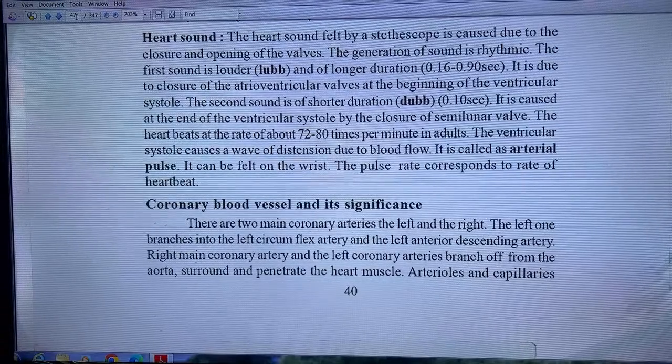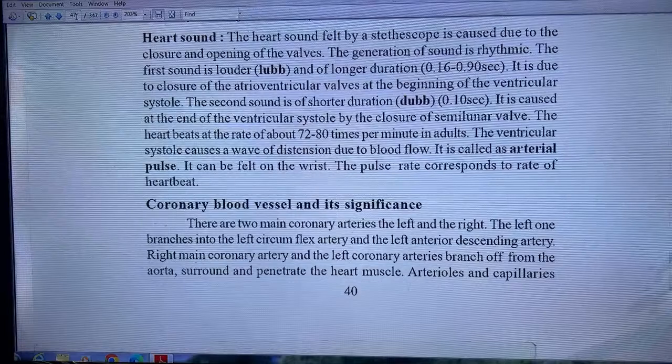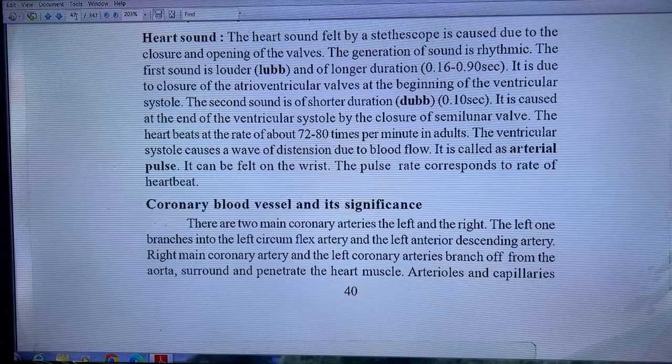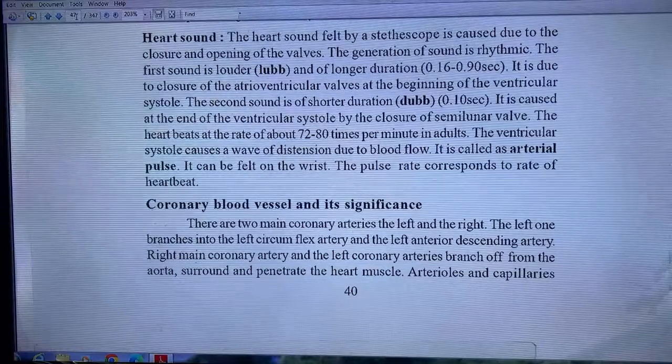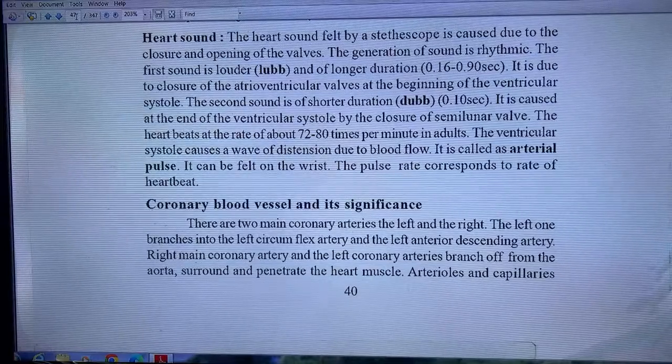The second sound is of shorter duration, dub, 0.10 second. It is caused at the end of the ventricular systole by the closure of the semilunar valve. The heart beats at the rate of about 72 to 80 times per minute in adults.